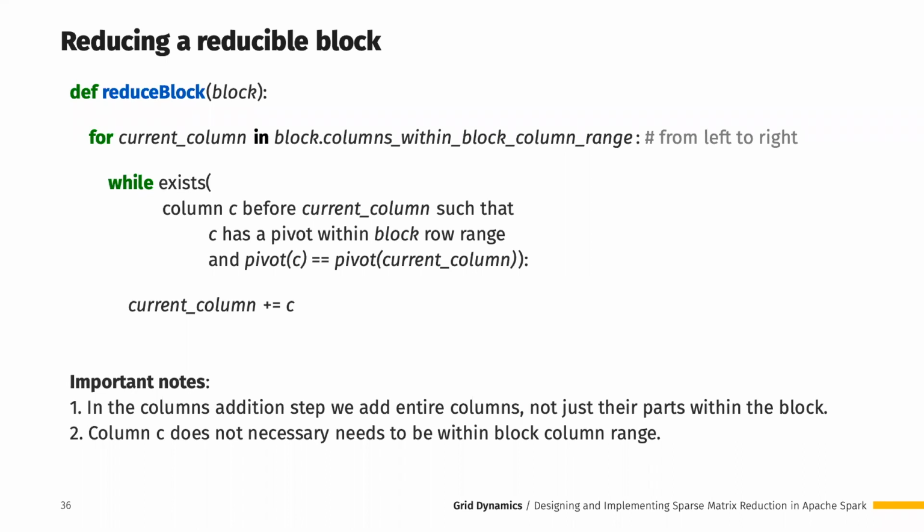So, important notes here. I already mentioned that, but in the column addition step, we add entire columns, not just the parts within the block. So the column is not splittable. We need the information about the entire column. And the second note is that column C does not necessarily need to be within the block's column range. I already showed that there can be columns to the left of the block that we need, and we'll use them then.